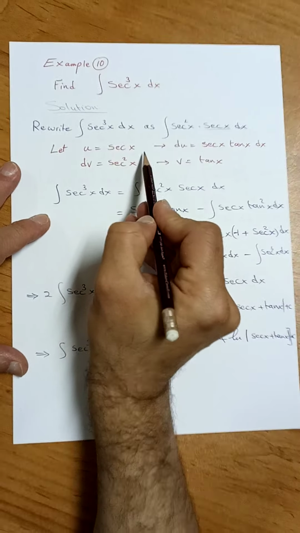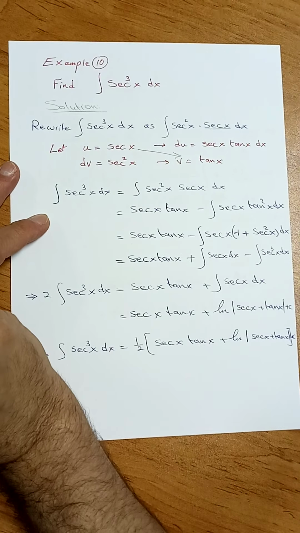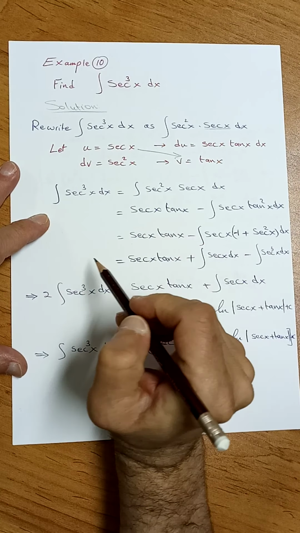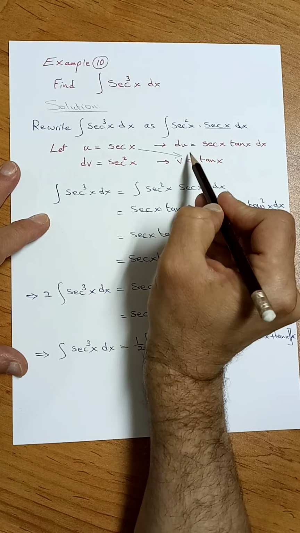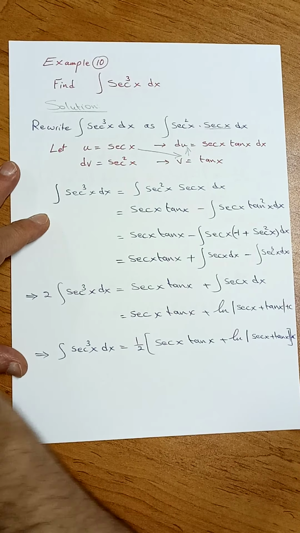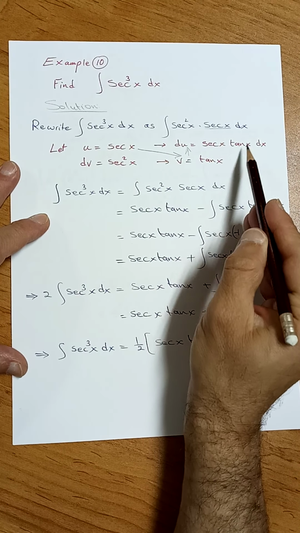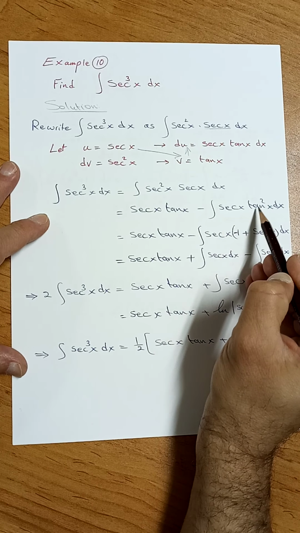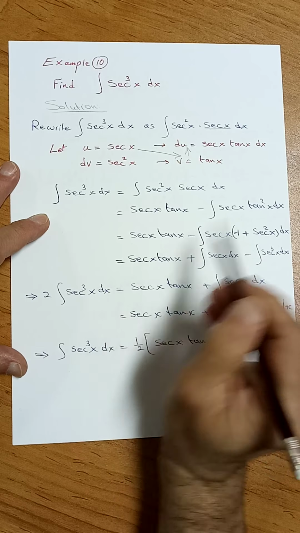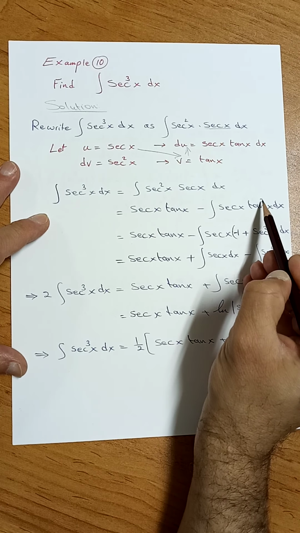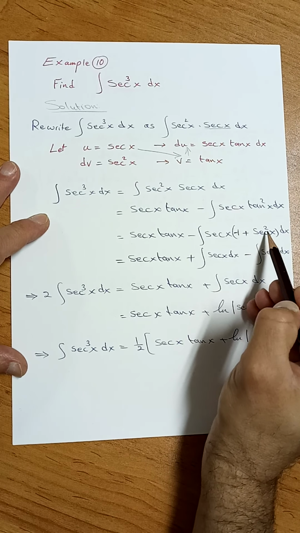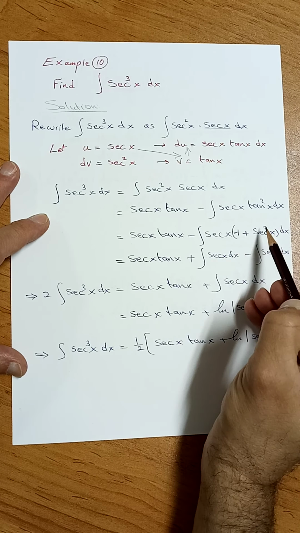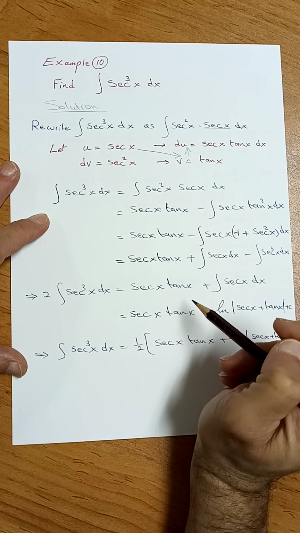Now u times v. So I have now secant x multiplied by tangent x minus v times du, secant x tangent x multiplied by tangent x dx. So I have secant x tangent square x dx. And we know that tangent square x is equal to secant square x minus 1. I write it as negative 1 plus secant square x.